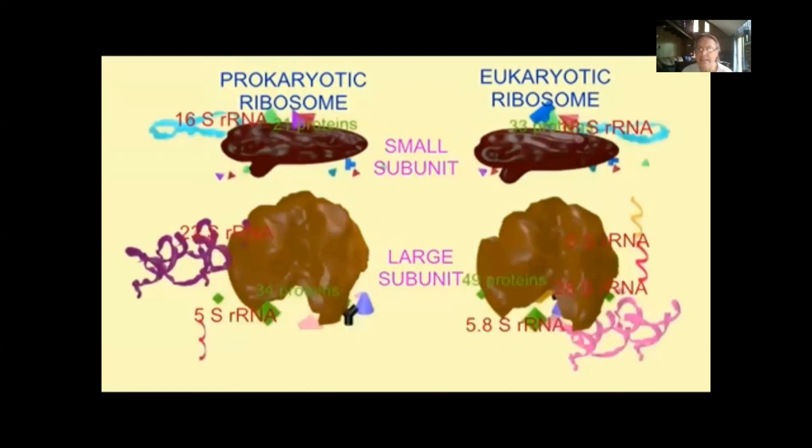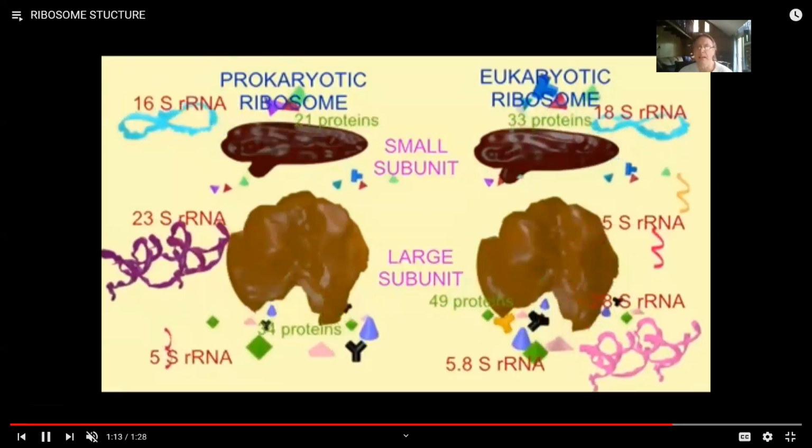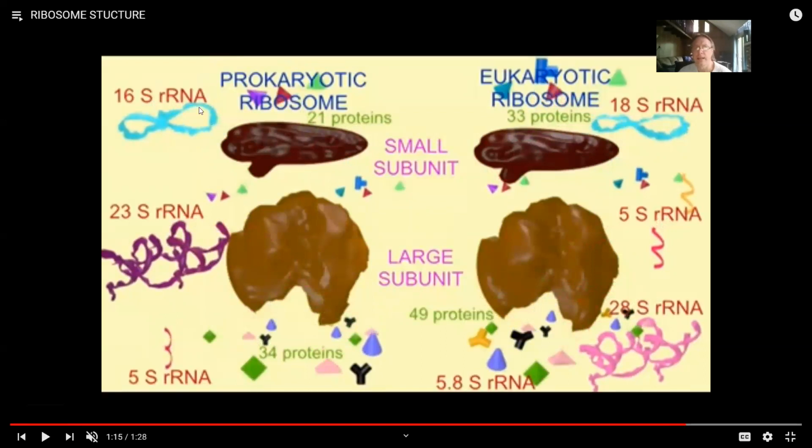So this is fascinating for so many reasons. First, it's this huge complex, so the small subunit is not just formed by this 16S piece of RNA, but also by 21 separate proteins. And here we have 34 separate proteins as part of the large subunit in ribosomes. And then as you can see, even more in eukaryotes. So it's quite a complex structure with huge pieces of RNA and lots of little proteins involved.